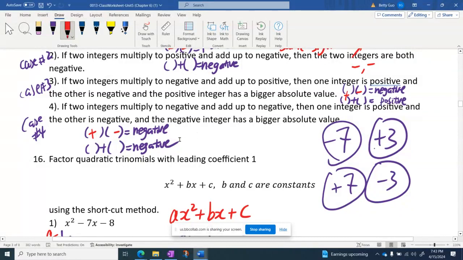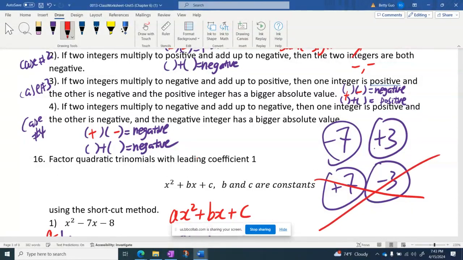But the addition of the two integers is negative, which means one game is losing, the other game is winning, and he ends up losing. He must lose more money than he wins, right? So it cannot be the other case, it has to be this case. The losing game, he loses more than he wins. So that's case number 4.